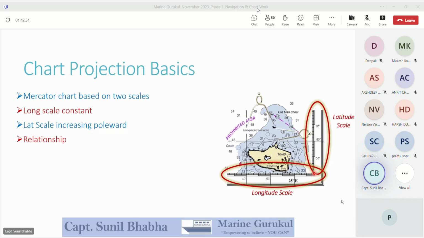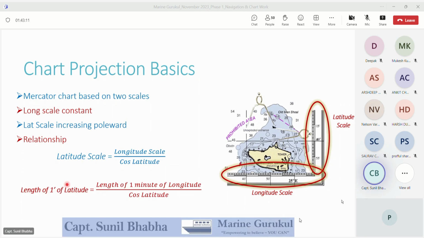Now both these scales have a relationship between them, and this relationship is given by the formula. The latitude scale is equal to the longitude scale divided by cos of latitude. Now this can be further simplified as the length of 1 minute of latitude on a Mercator chart is equal to the length of 1 minute of longitude on a Mercator chart divided by cos of latitude.